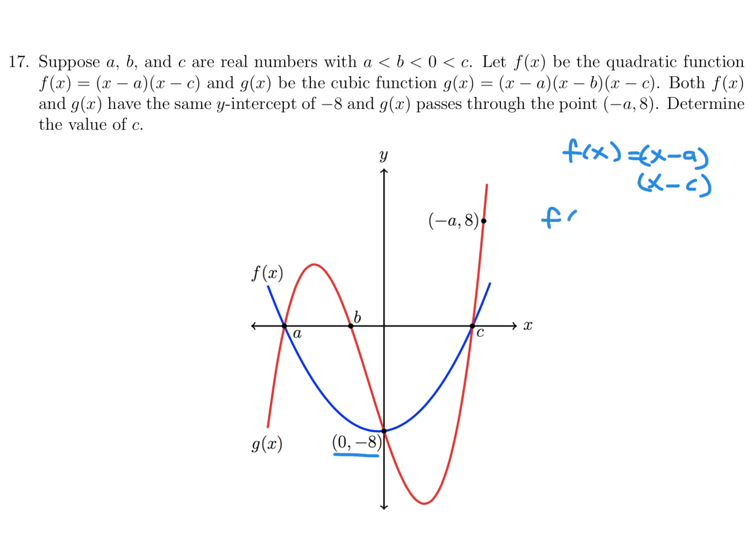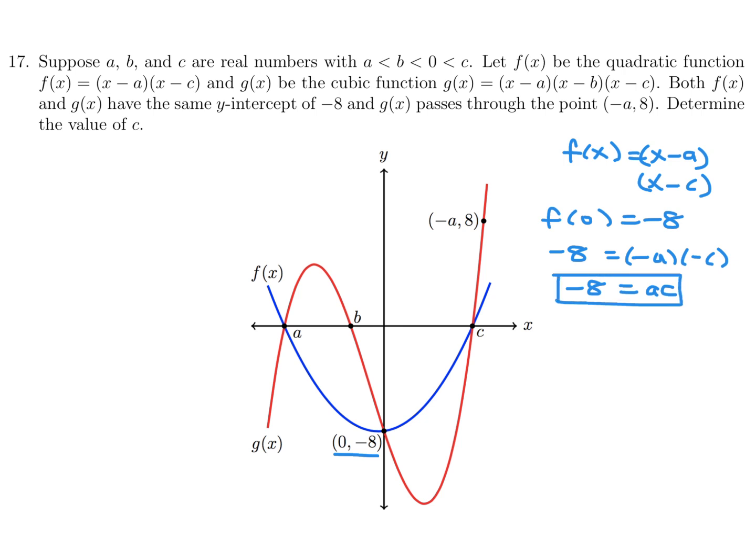So that means f at 0 is -8. So -8 is basically equal to -a times negative c. So negative 8 is equal to AC. Okay, that's a pretty good start, I think.